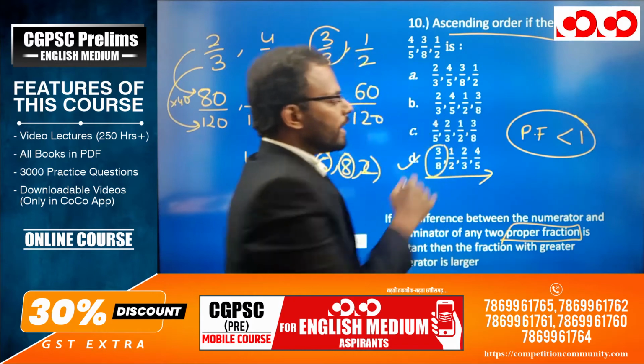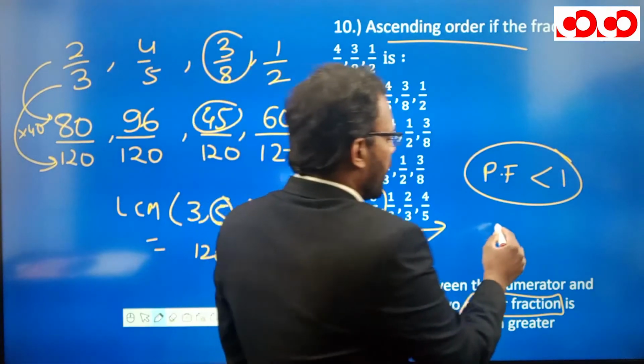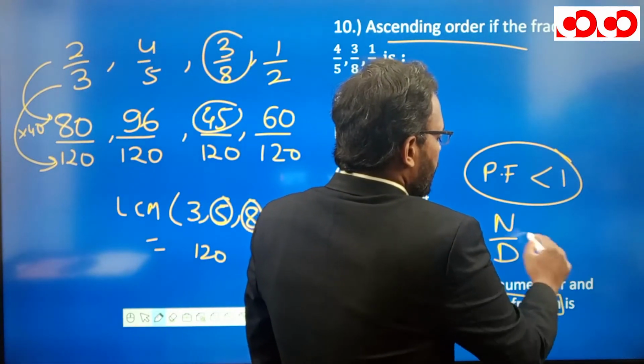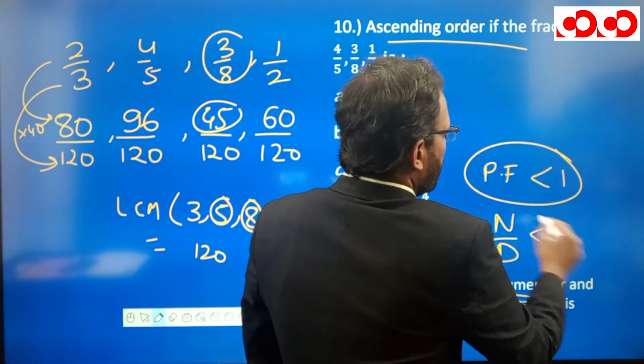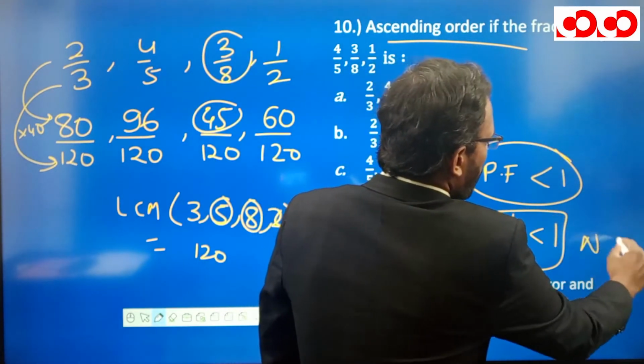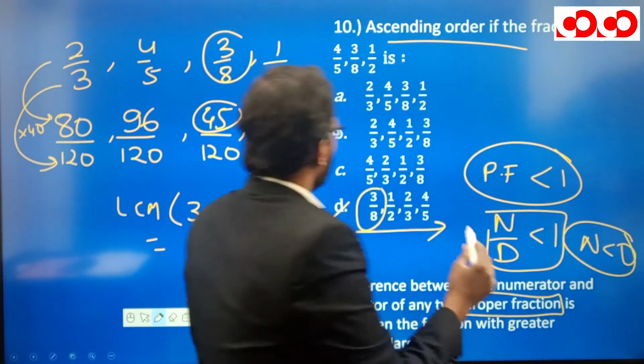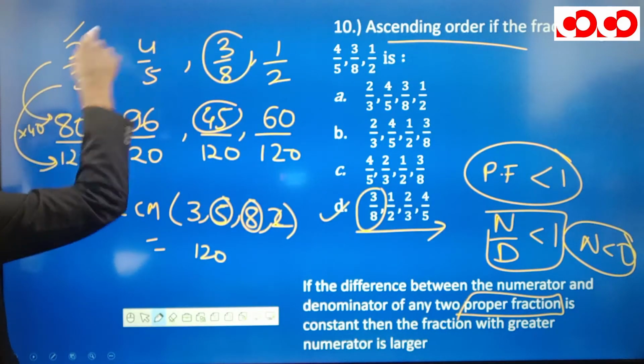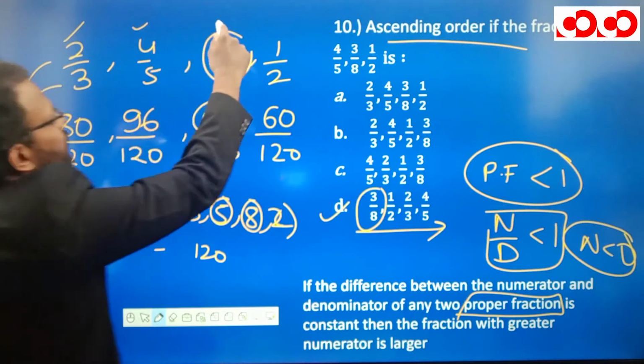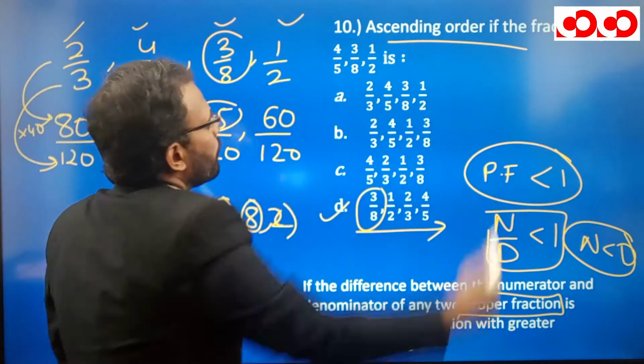So suppose there is a fraction like this, n by d, such that it is less than 1. What do you mean by this? The numerator is smaller than the denominator. Can you see here? This is a proper fraction, less than 1.